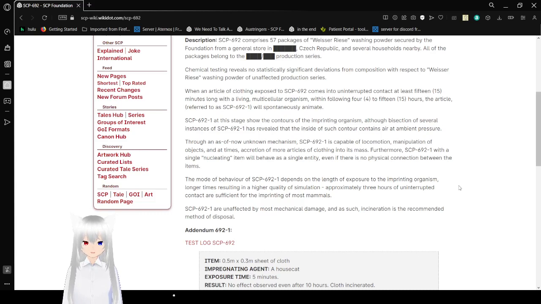When an article of clothing exposed to SCP-692 comes into uninterrupted contact, at least 15 minutes long, with a living multicellular organism, then within 4 to 15 hours the article, referred to as SCP-692-1, will spontaneously animate. SCP-692-1 at this stage shows the contours of the imprinting organism, although bisection of several instances of SCP-692-1 has revealed that the inside of such containers contains air at ambient pressure.